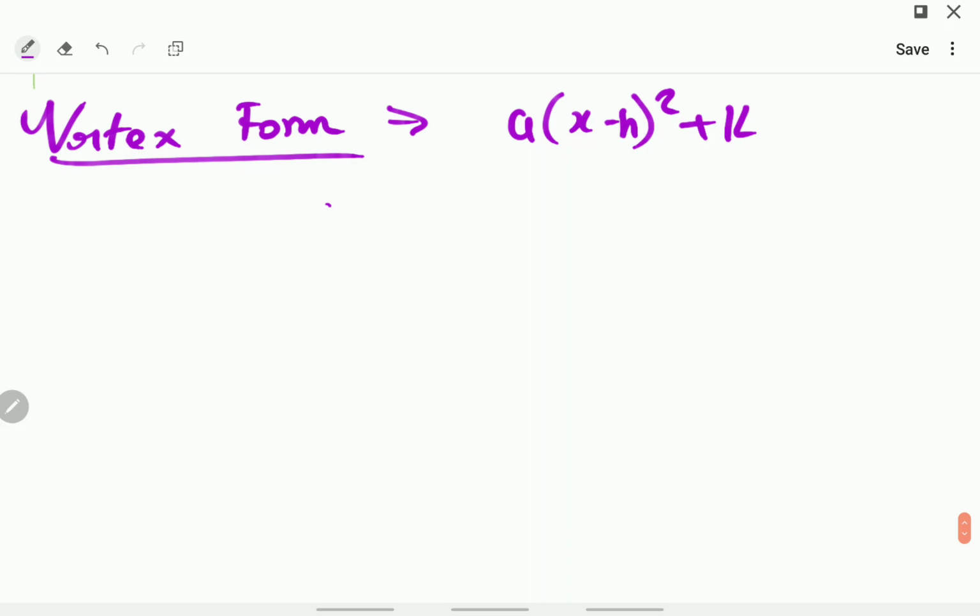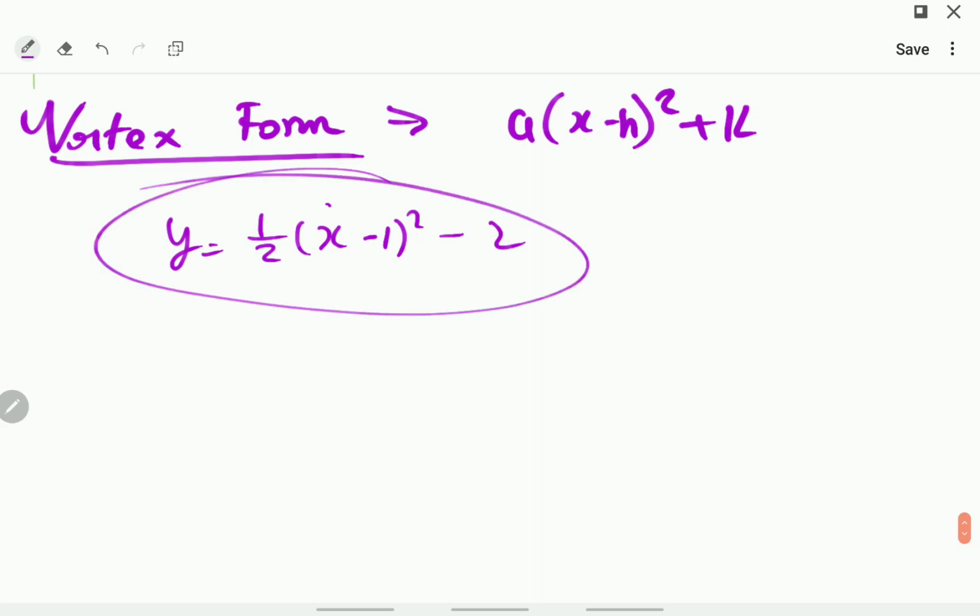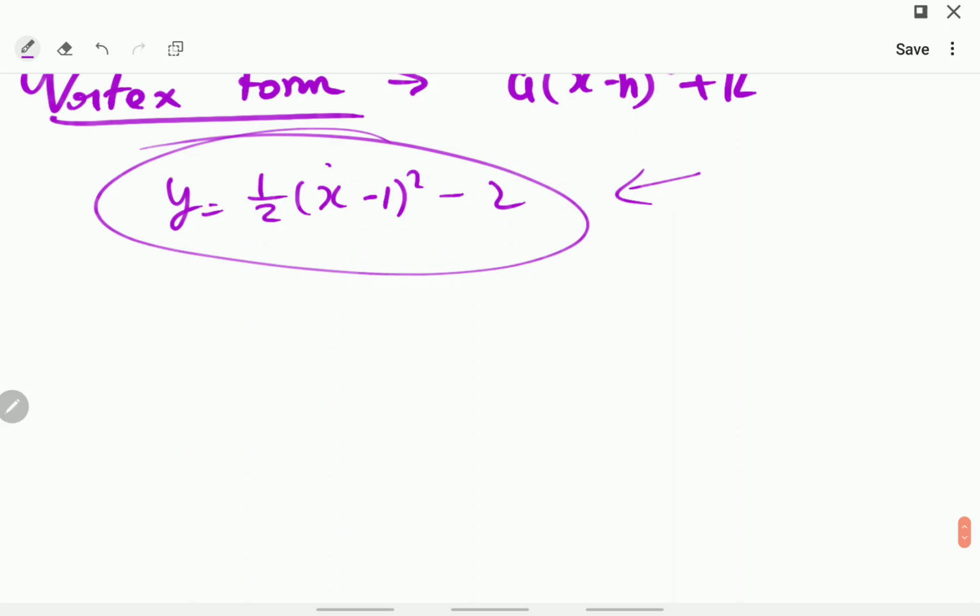Right, so let's take an example that y is equal to 1 over 2 times x minus 1 whole squared minus 2. That's a pretty bold example. So let's explain what each of these mean. So the vertex, right? Where is the vertex? This is called the vertex form. So what is so special? Well, this point and this point together give you the vertex.